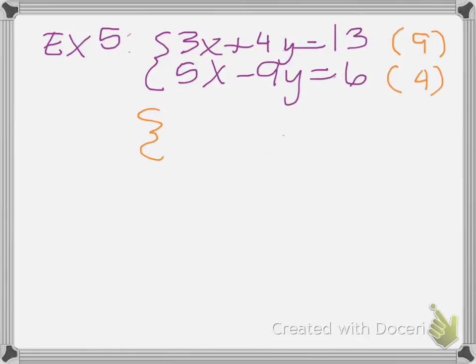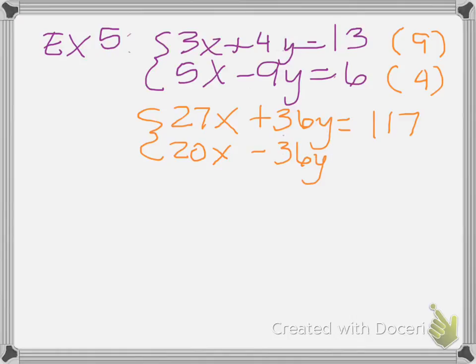So I'm going to write this down here. 9 times 3x is 27x. 9 times 4y is 36y. And then 9 times 13 is 117. And then now I'm going to do the bottom equation by 4. So 4 times 5x is 20x. 4 times negative 9y is negative 36y. And then 4 times 6 is 24.